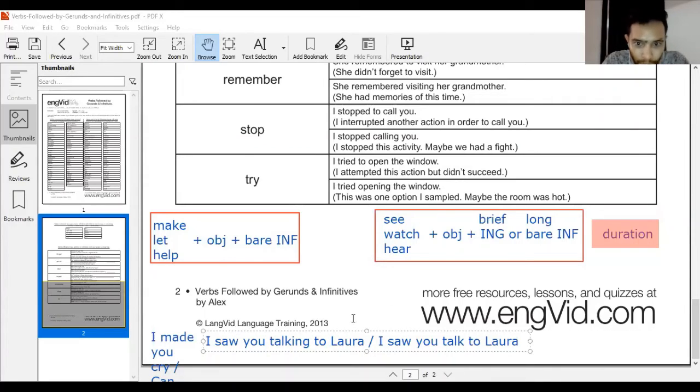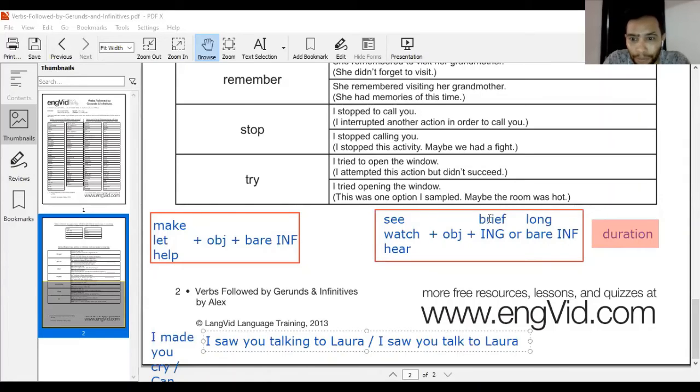In the first one, we are using the verb see. You can also use watch instead of see, because the meaning is just the same. I saw you talking. Take a look, we have here the object, like you, the person or the thing that receives the action, plus the verb in the ing form, like this, talking. And in the other example, also the verb see, but the object and the verb in the bare infinitive, like talk to Laura, right? But what is the difference between them?